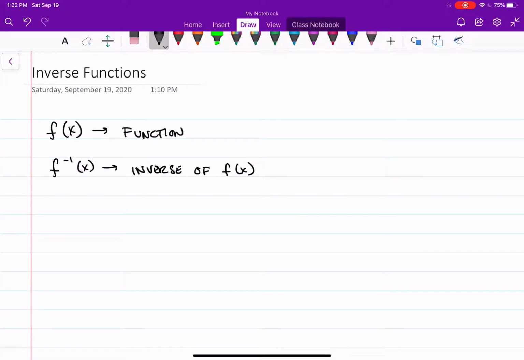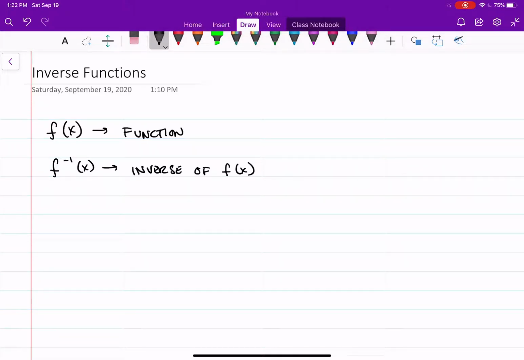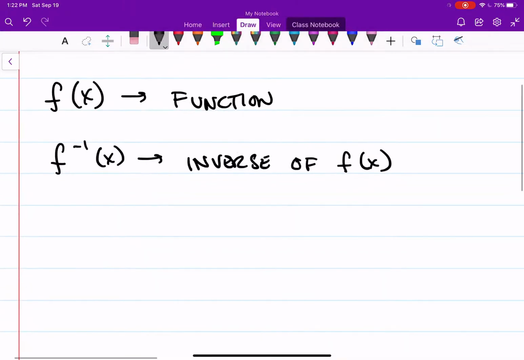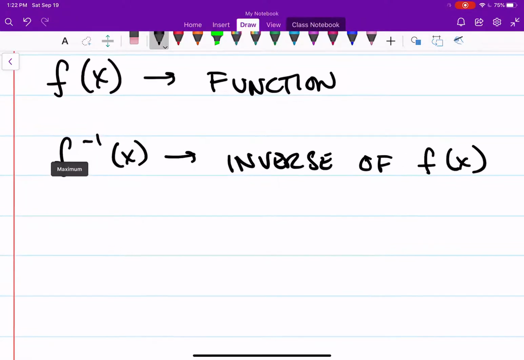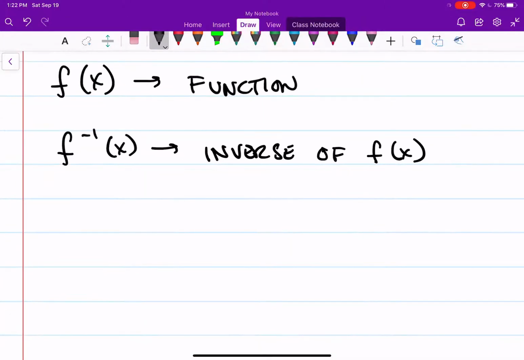All right, so we talked about function notation, and with functions, we know f of x is a so-called function. So the inverse of that function, we actually label as f to the negative 1 of x. Okay, so when you see this, it's not about, hey, put it in the denominator. It is just saying this is the inverse of f of x, and that's all it's saying.